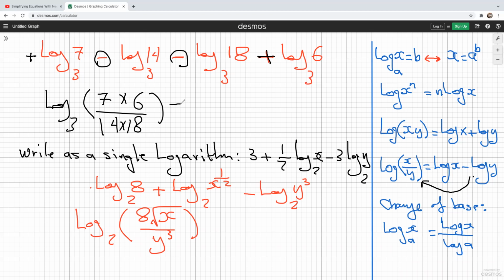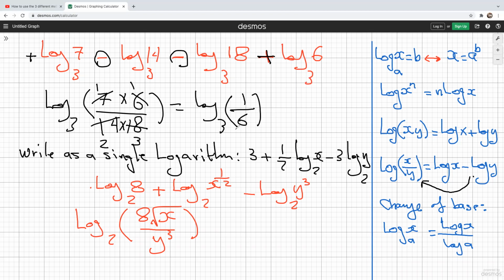All right, and now it's best to reduce. So log base 3, the 7 goes into itself once, it goes into 14 twice, 6 goes into itself once, it goes into 18 3 times. So we have log base 3 of 1 over 2 times 3, which is 6. So that's what it becomes, and that's as far as I will take it.